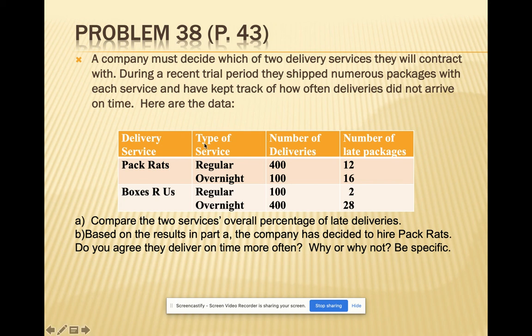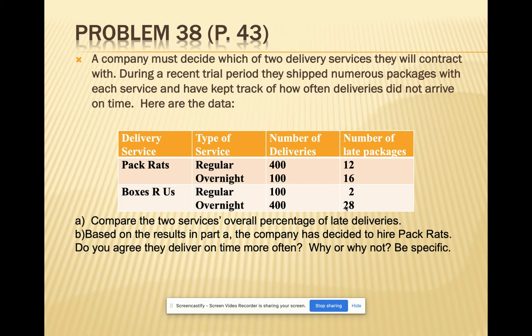Okay, so if you look at Pack Rats, they did 400 regular deliveries and had 12 late packages. They did 100 overnight deliveries, and they had 16 that were late. Boxes R Us had 100 regular deliveries, and they had 2 late packages, and 400 overnight deliveries, and there were 28 that were late.